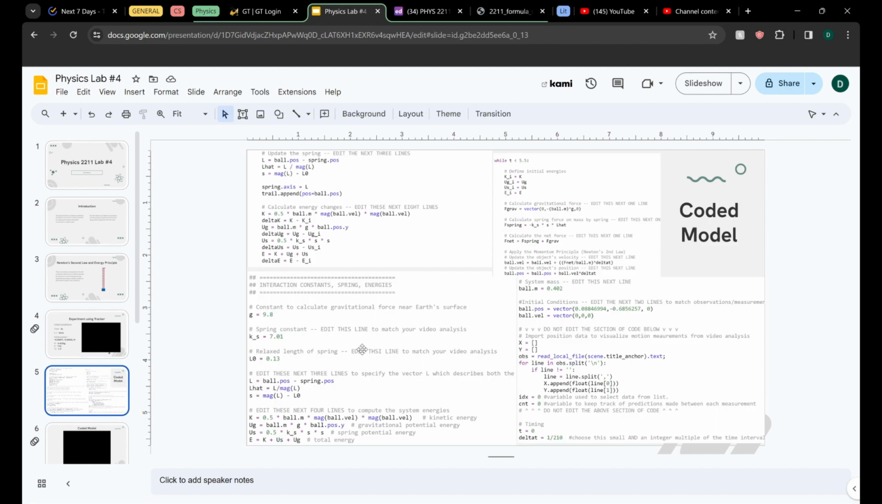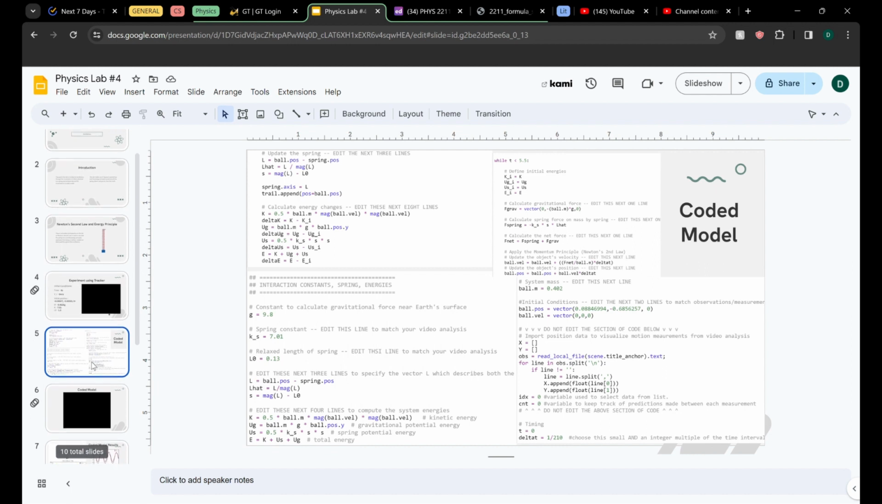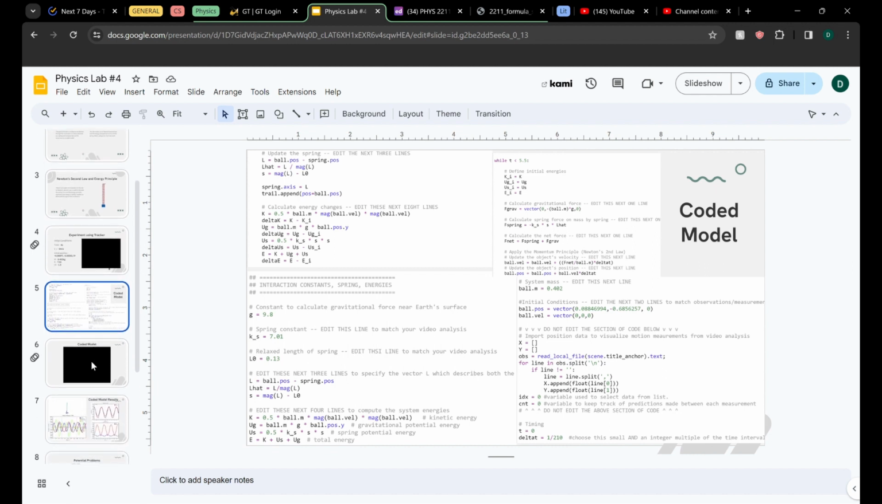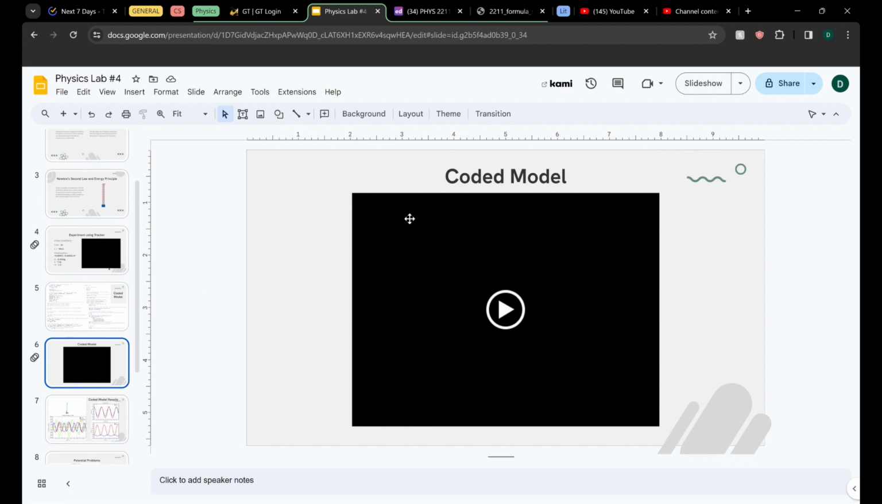Here is the coded model. This is all of the code that I changed from the starter code in order to make the coded model the same as the experiment that I did in Tracker. And here is the coded model in action.